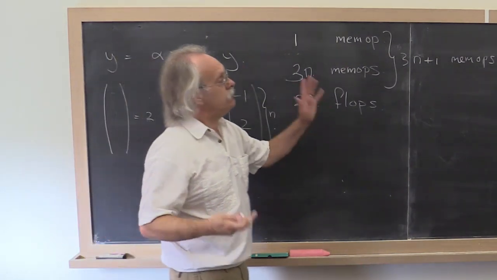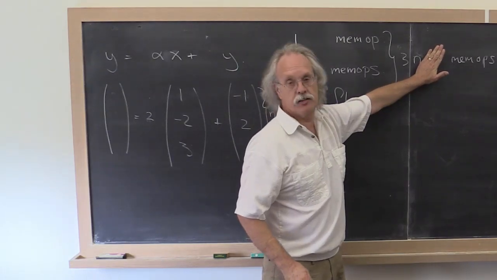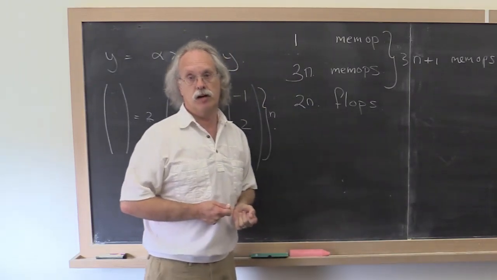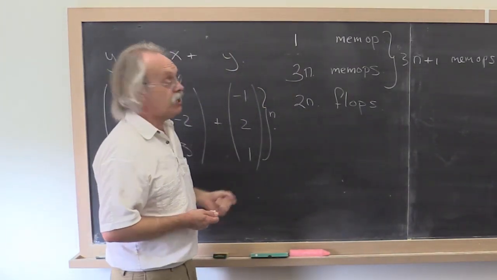Now often we will sort of say, well, this plus 1 if n is large enough is insignificant, and therefore we would say it's approximately 3n memory operations. And that's really all there's to it.